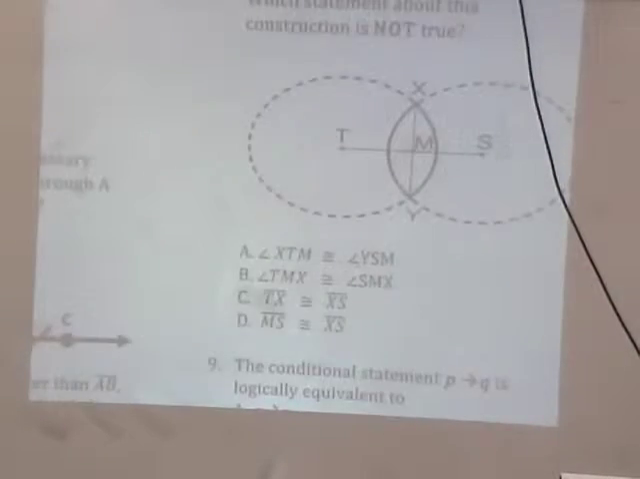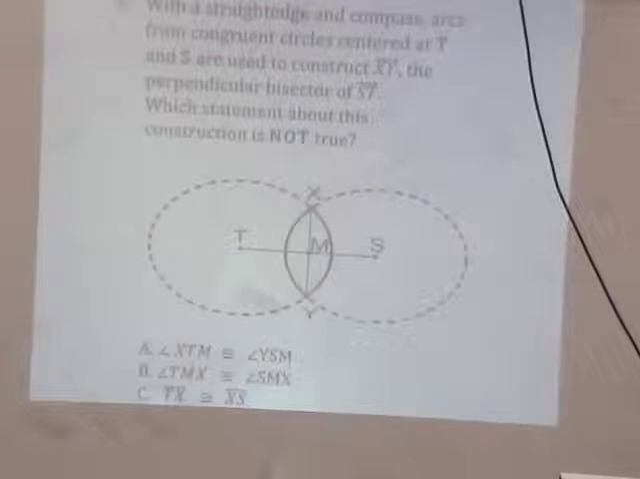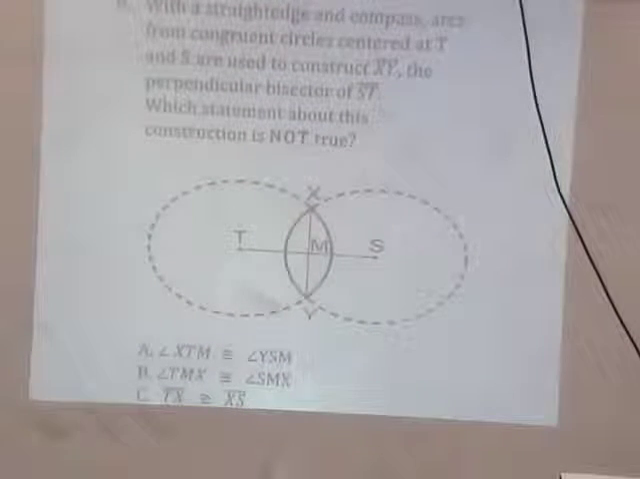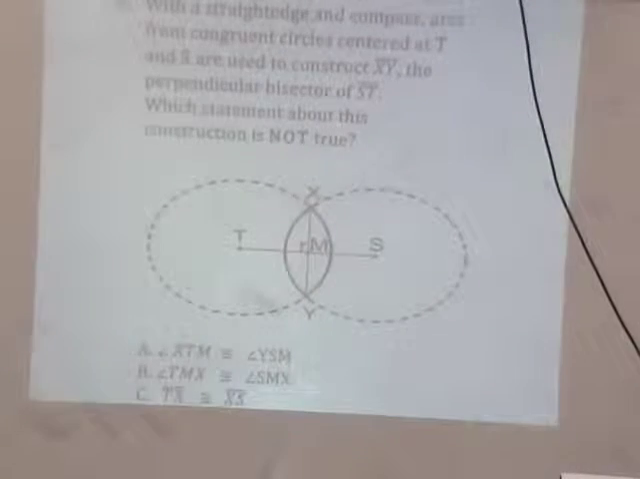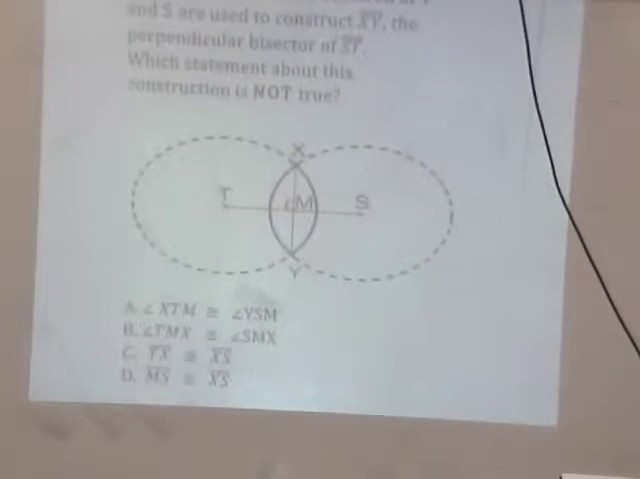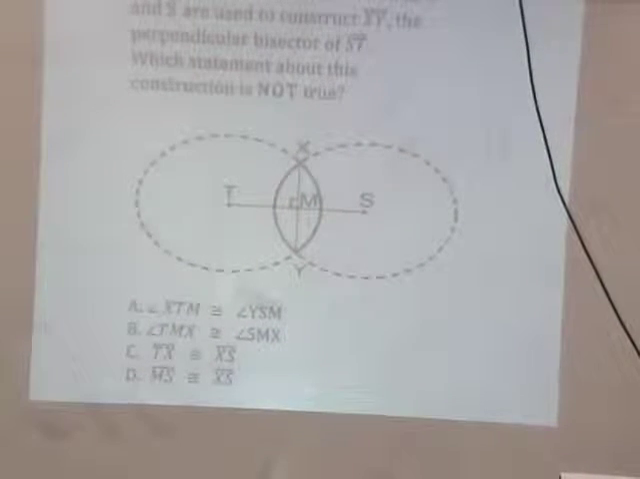All right, number 8. In a straight edge and compass construction, arcs from congruent circles centered at T and S are used to construct XY, the perpendicular bisector of ST. Which statement about the construction is not true? Okay, so we know this is perpendicular, so that's a 90-degree angle. Which one's not true?